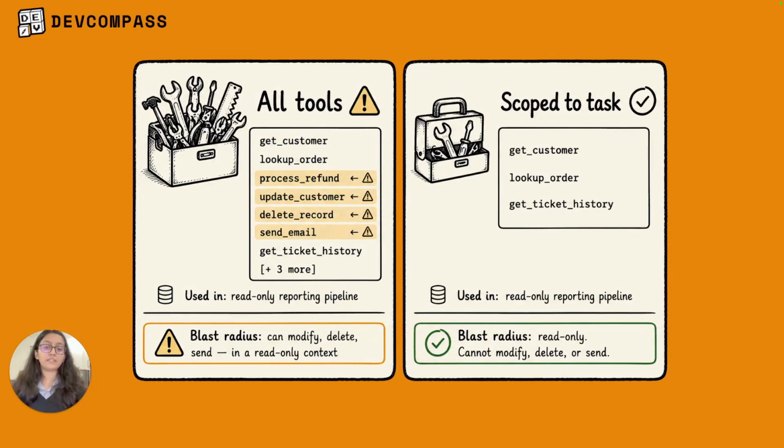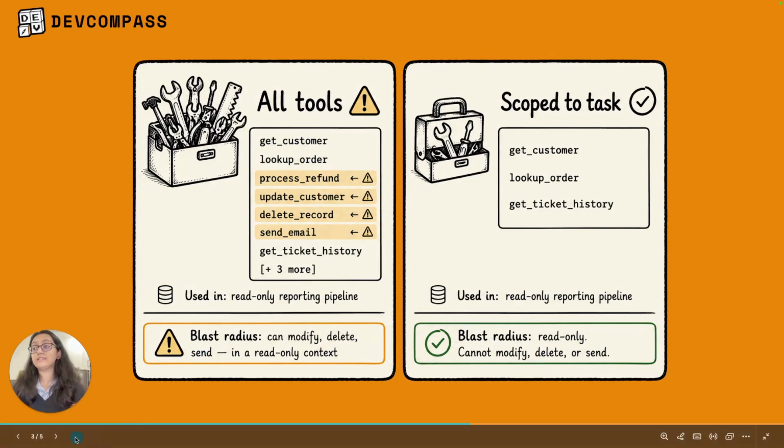So the implementation is that the tool arrays in your API call, you don't pass your full tools list. Please don't pass your full tools list. You pass the subset relevant to its agent tasks combined with skilled allowed tools in Claude Code. This is scoped access in both environments, and I hope that is clear for you.